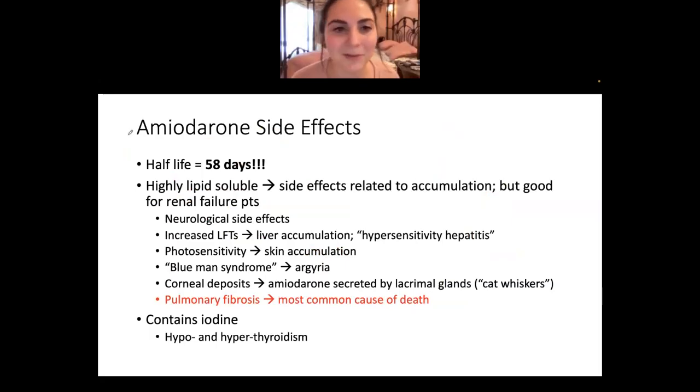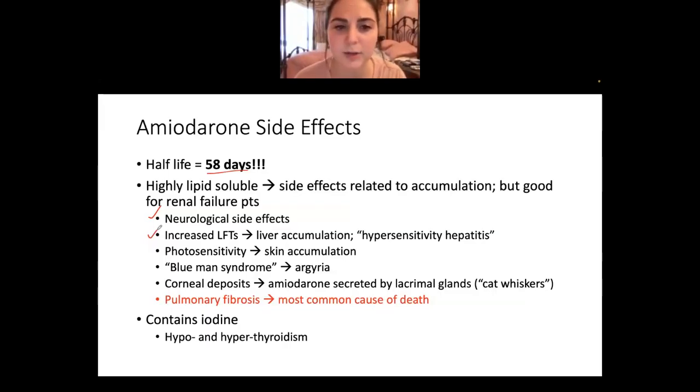So what's the catch with amiodarone? Amiodarone's half-life is 58 days, so it's almost 2 months. So you give a dose of amiodarone, it's in the system for 2 months. Crazy. It's super, super lipid soluble. So all of the side effects you're going to see are because it's building up in these fatty organs within the body. So it's going to build up in the brain. We can see neurological side effects.